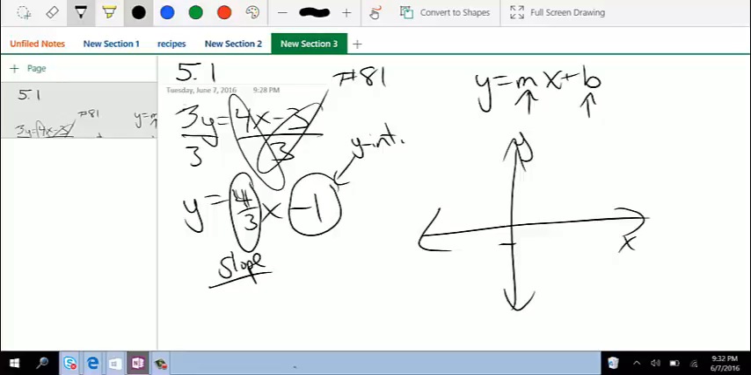Our y-intercept is -1. So, we'll go to -1, we'll plot a point. Our slope is 4/3. Slope is always rise over run. So that means from our y-intercept, we're going to go up 4 points. 1, 2, 3, 4. We're going to go right 3 points. And we're going to draw a point. That doesn't have to be perfect, but that's the idea.